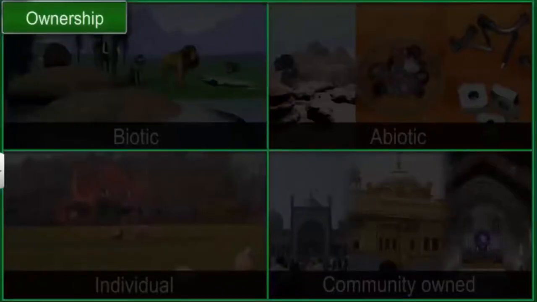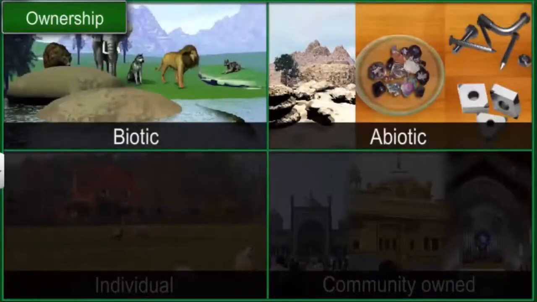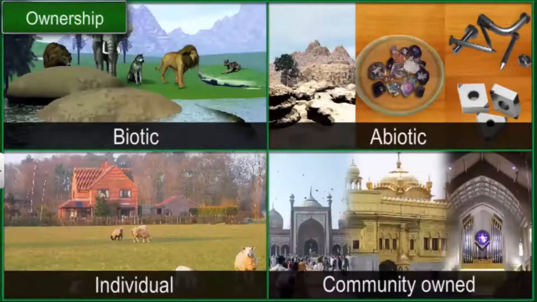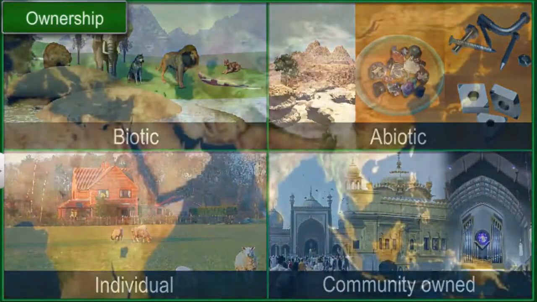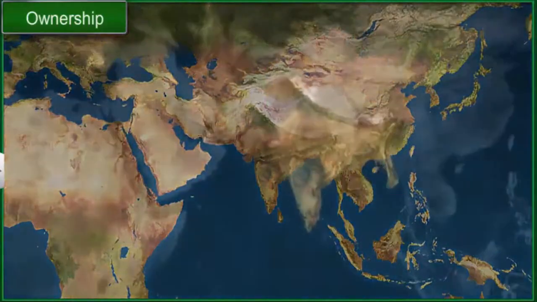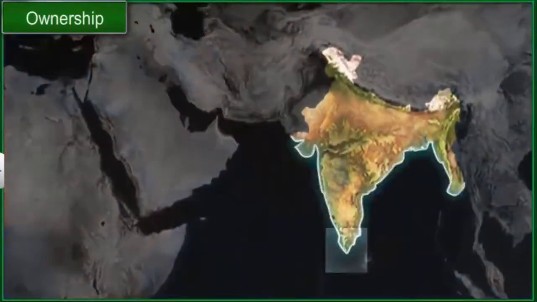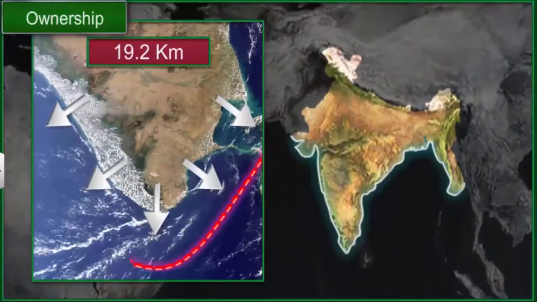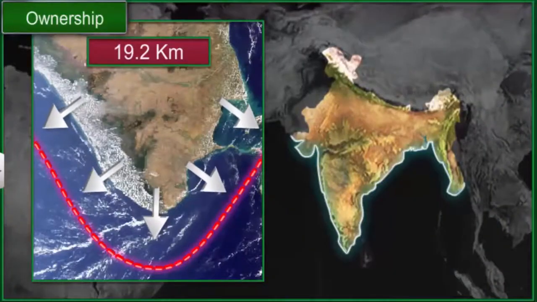All resources, whether biotic or abiotic, individual or community-owned, ultimately belong to the country. These include all the resources within the political boundaries of a country until 19.2 kilometers into the sea from its coast.